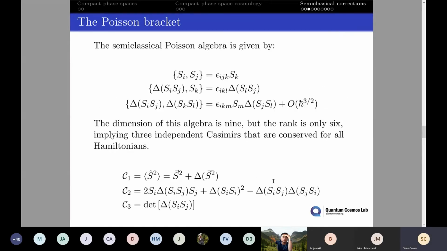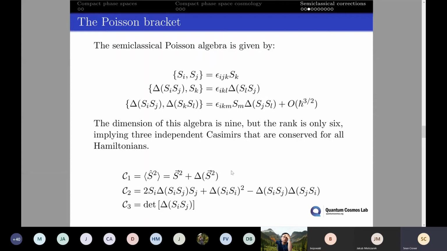So maybe we can talk a little bit about this Poisson algebra. It's mostly linear algebra, except for the bracket between the two different moments, which is nonlinear. So this is a non-trivial algebra. It's not a Lie algebra. It's really just a full Poisson algebra. The dimension of the algebra is 9, but the rank is only 6. So actually, there are 3 independent Casimirs that are conserved for all Hamiltonians.